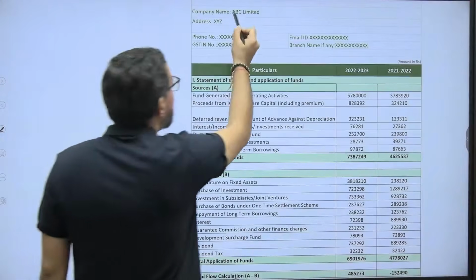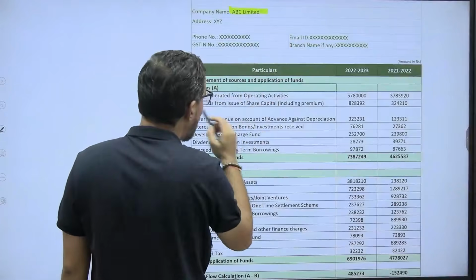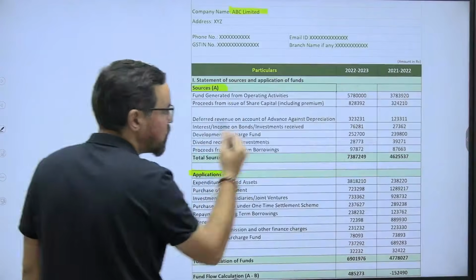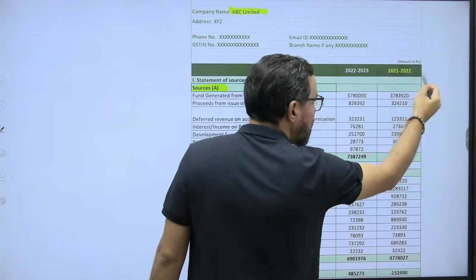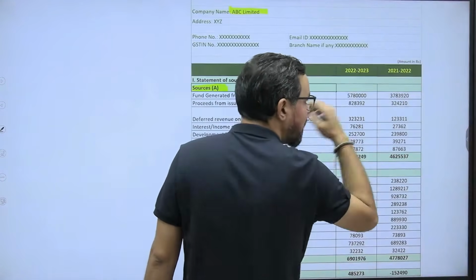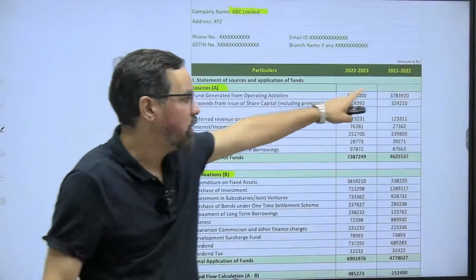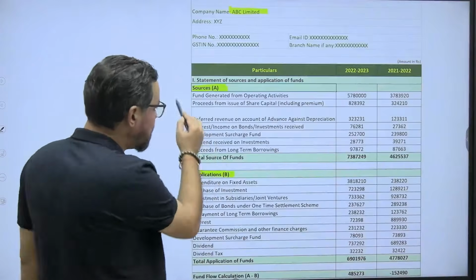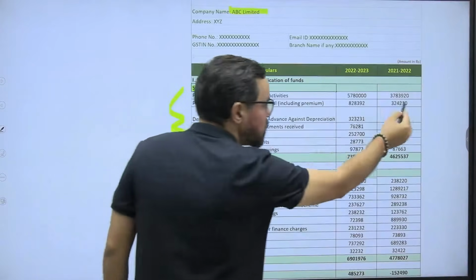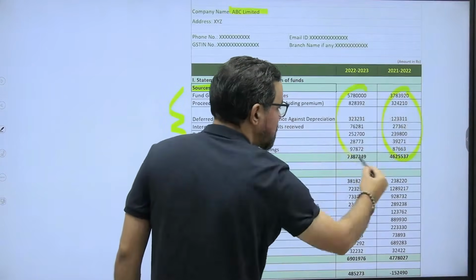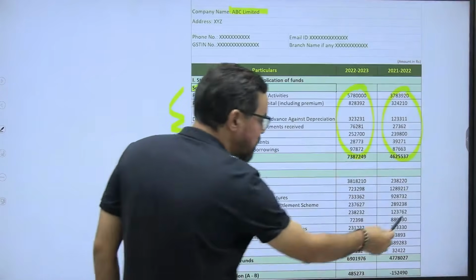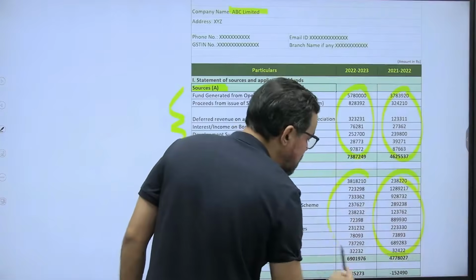So let's say ABC Limited. This is the statement with sources and this is application. Now this is 21-22, the previous year, and this is the current year. Let's say it is 2024-25 and this is the current year 25-26. So now these are the sources of funds. This was the status in this year and this is the status in this year. Application of funds, same. So this was the status in the previous year and this is the current year status.